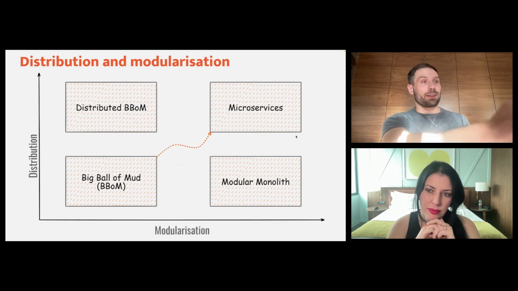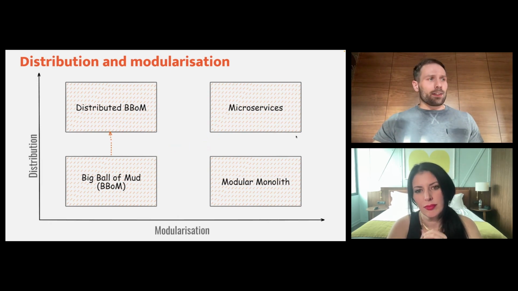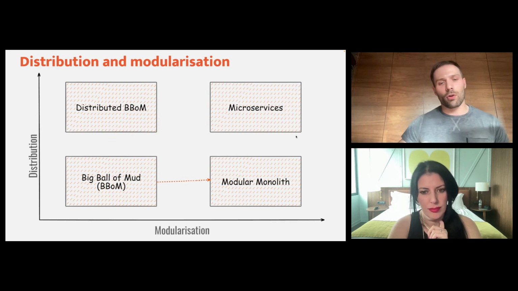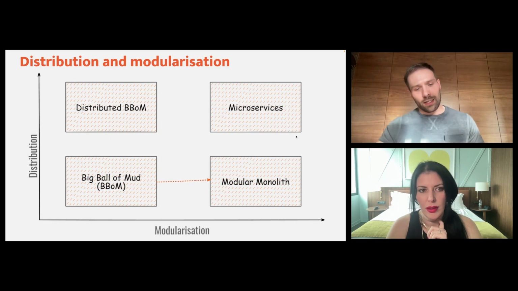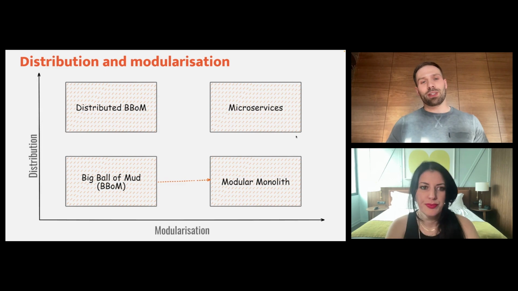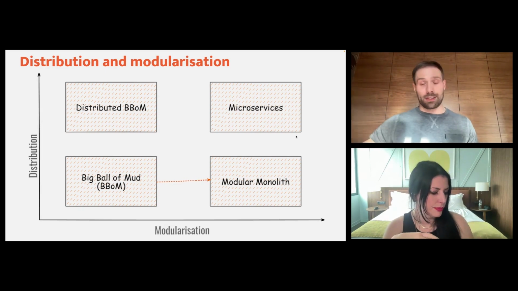So from big ball of mud directly into microservices, I've done it, and probably if you do it as well, you will end up in a distributed big ball of mud. So it's even worse. The road goes through this modular monolith. So I'm going to clean up my big ball of mud to notice that there are certain modules to be discovered and to be actually shaped in the current deployment unit, a single one.